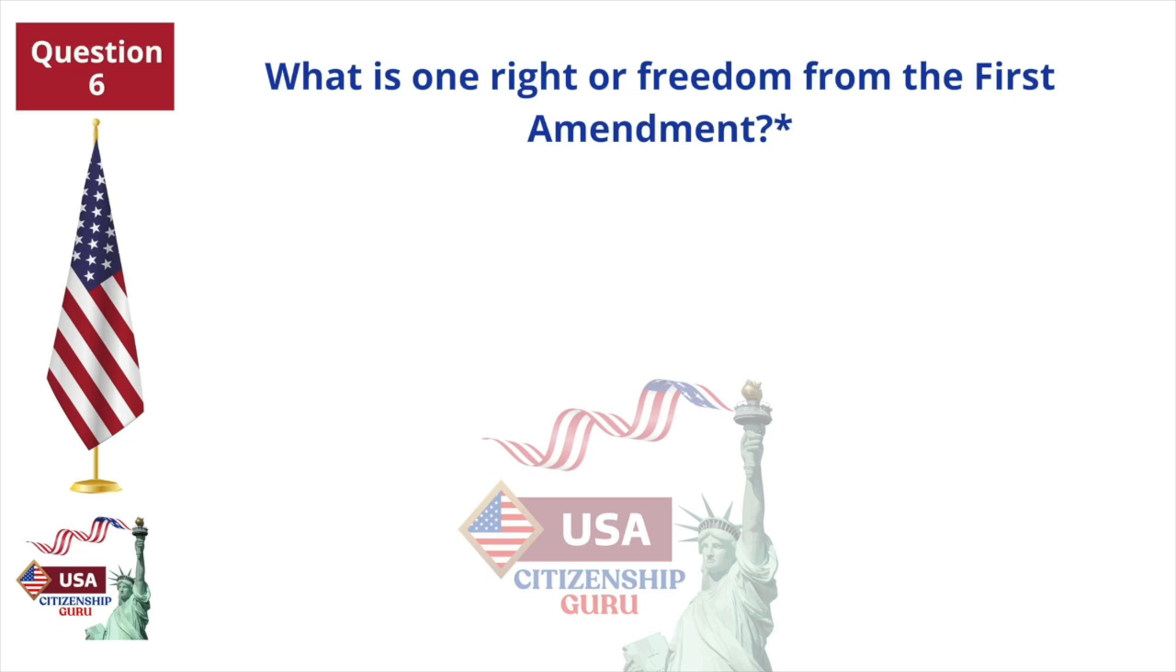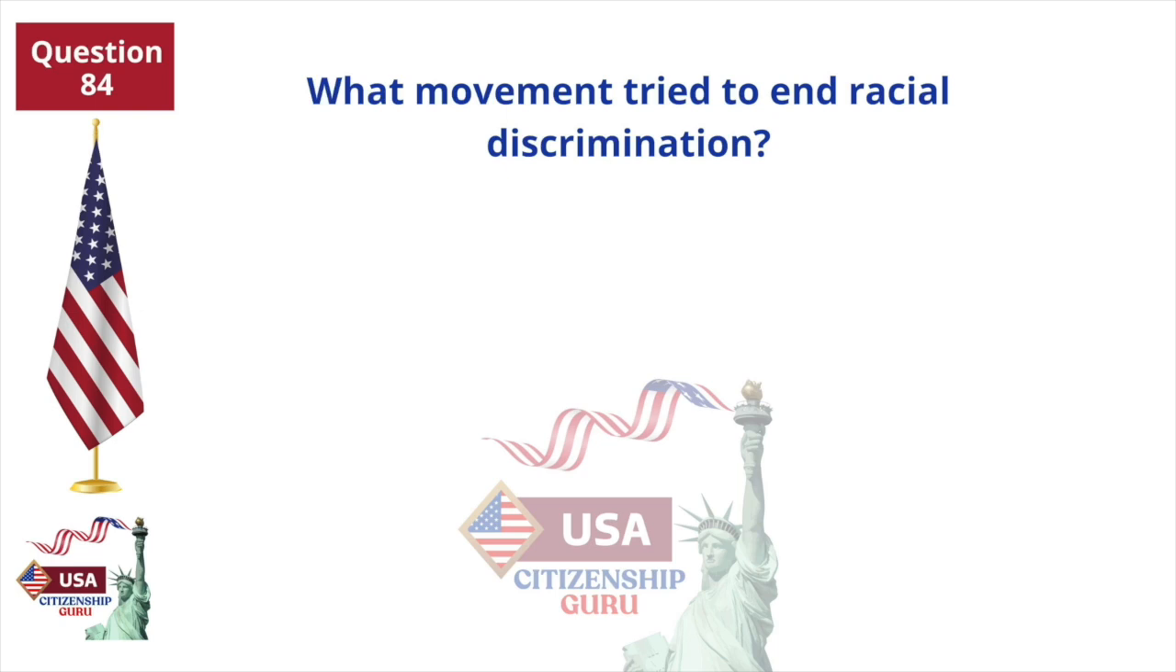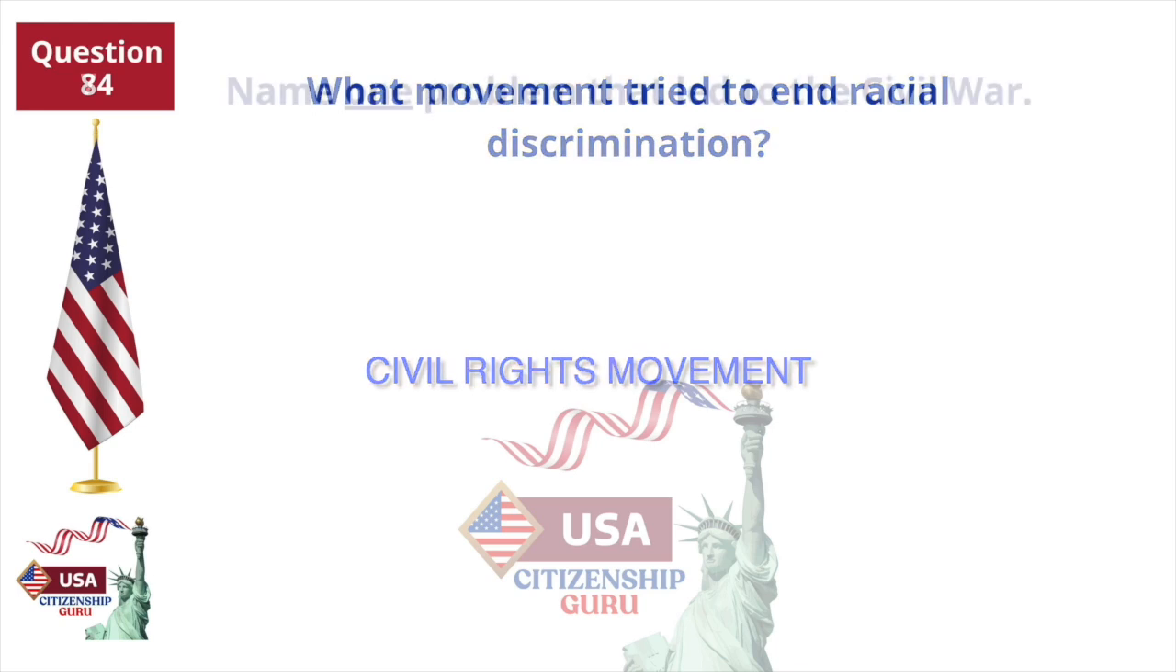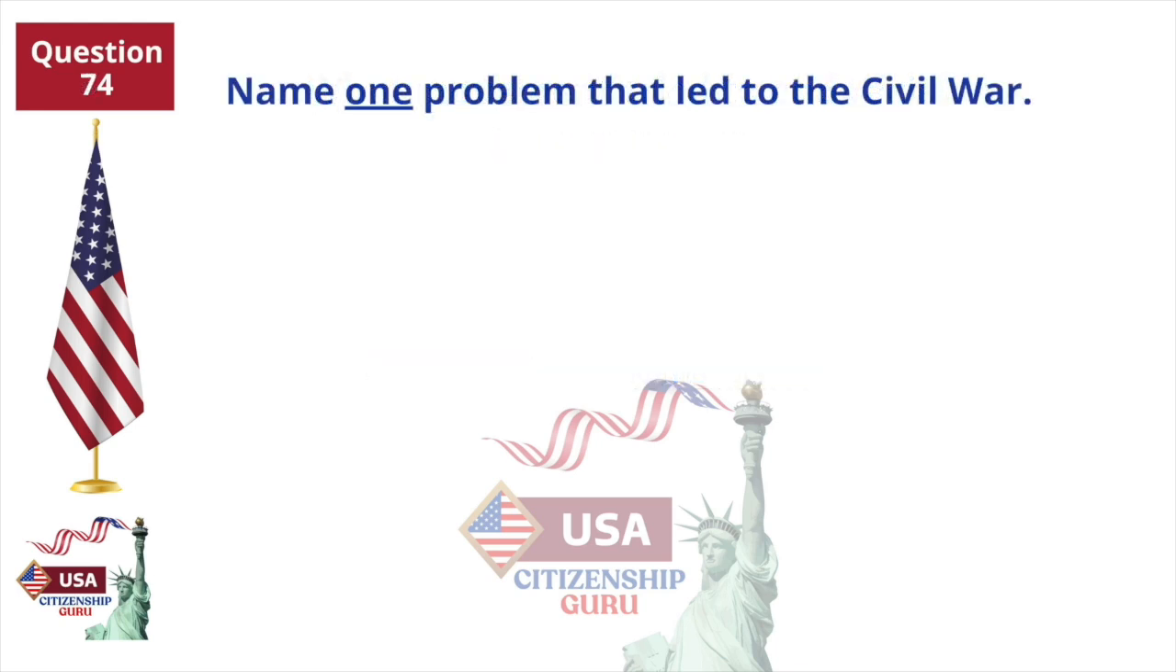What is one right or freedom from the First Amendment? Speech. What movement tried to end racial discrimination? Civil rights movement. Name one problem that led to the Civil War. Slavery.